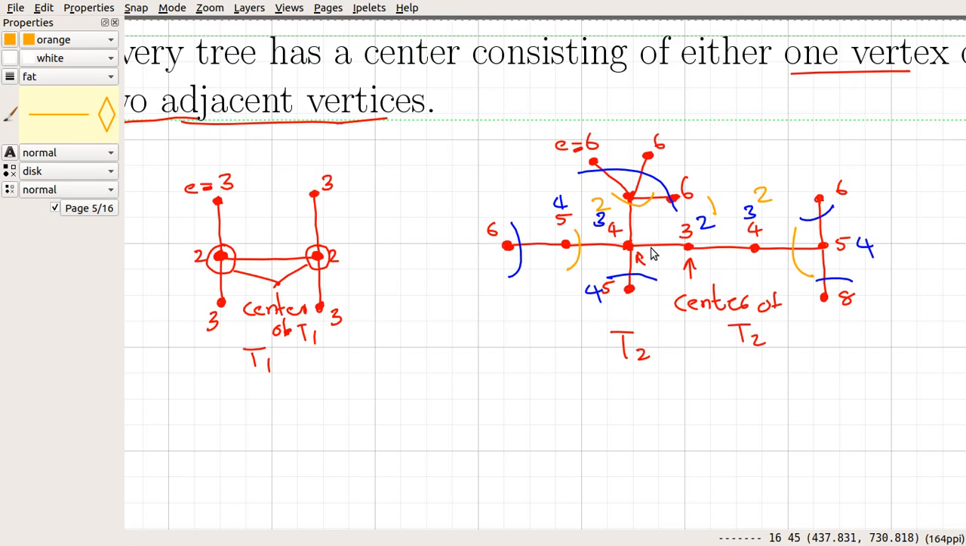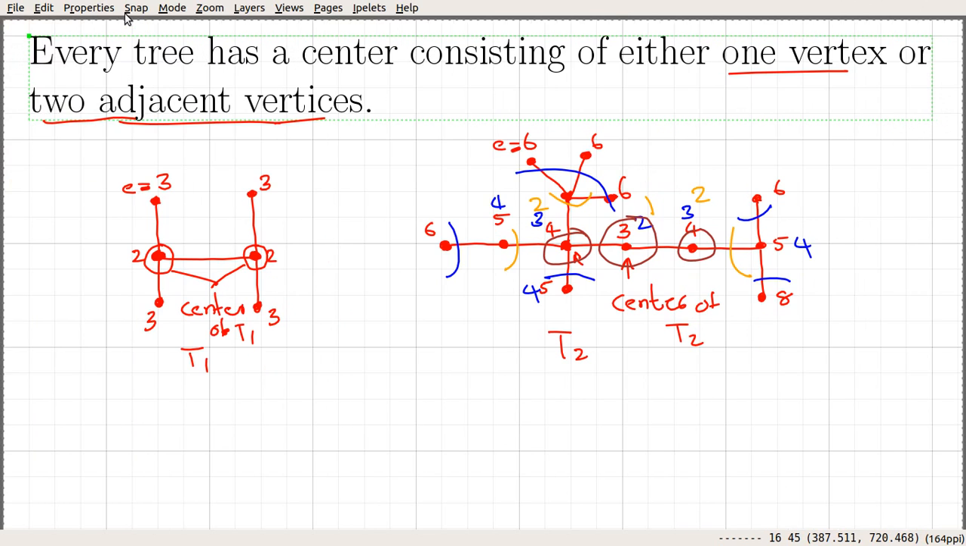The resulting tree is not K1 or K2, so we will delete these two vertices from T2 double dash, we get T2 triple dash, and we are left with a single vertex. That single vertex corresponds to the center. So that's the proof.